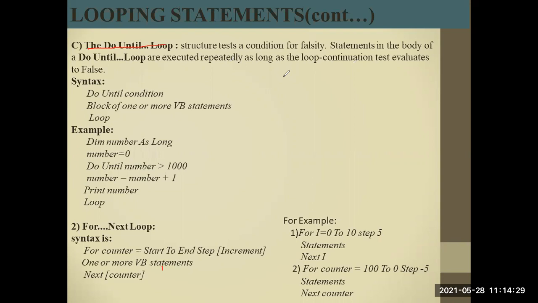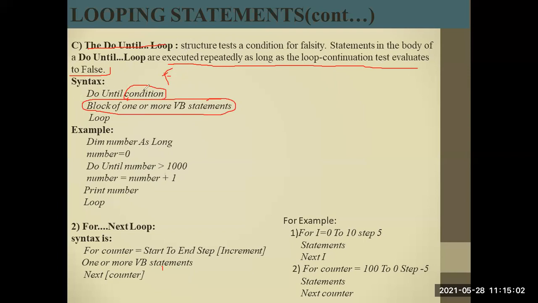Now in this case, the statements in the body of the do until loop are executed repeatedly as long as the loop continuation test evaluates to false. That means until the condition test is false, you will execute this block of statements. So we can say it is just the reverse of what we have already discussed in the do while loop.